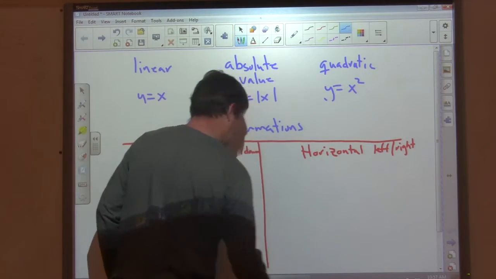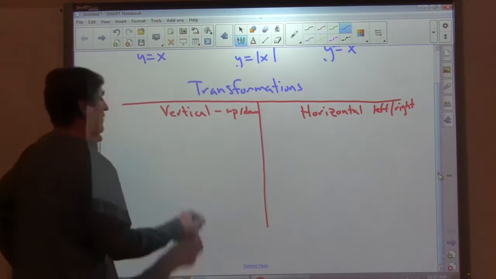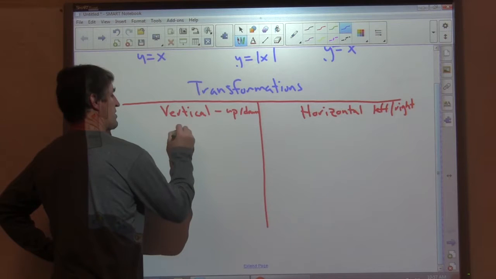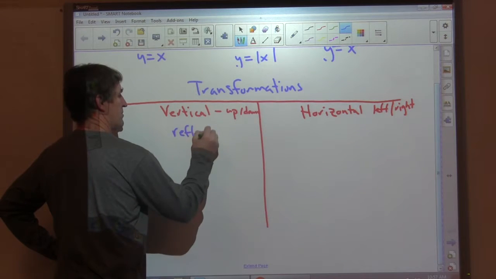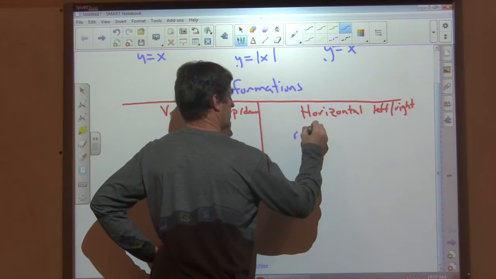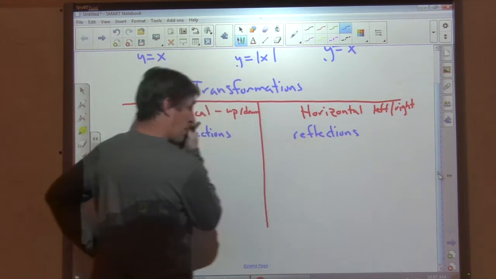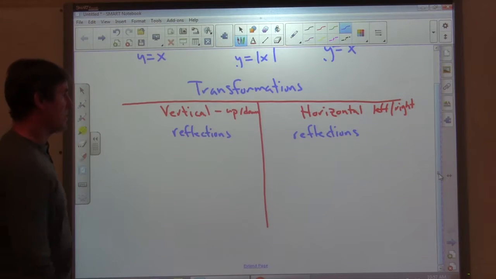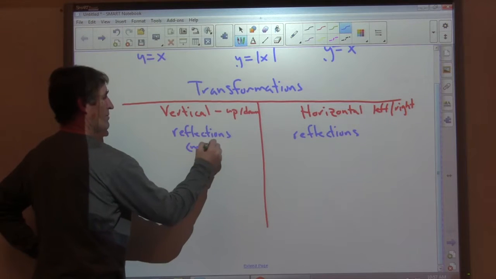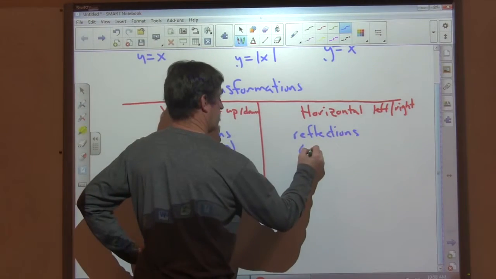And there's different things we can do. The first thing we can do for both of these are reflections. So reflections are simply a negative sign. And the same thing over here.